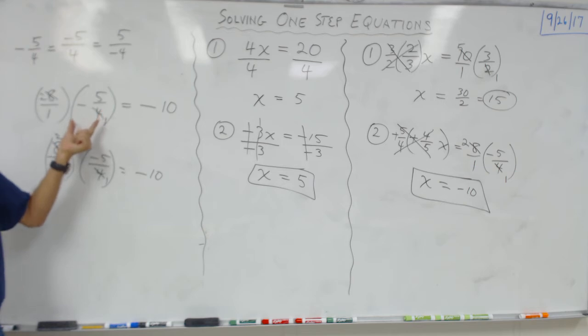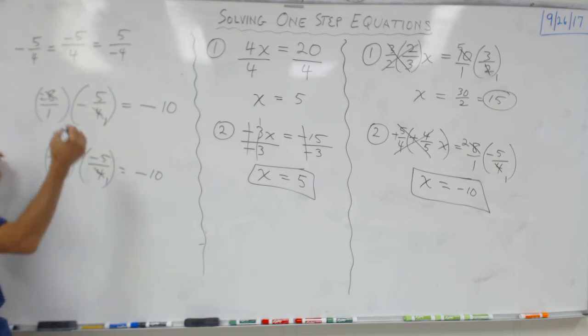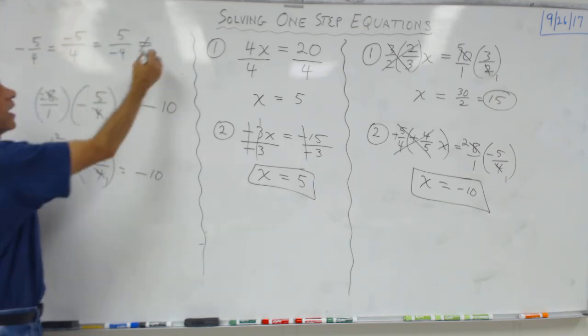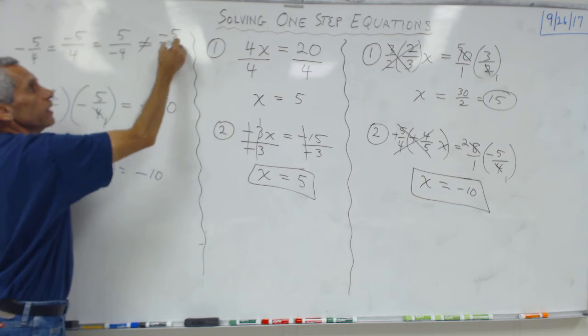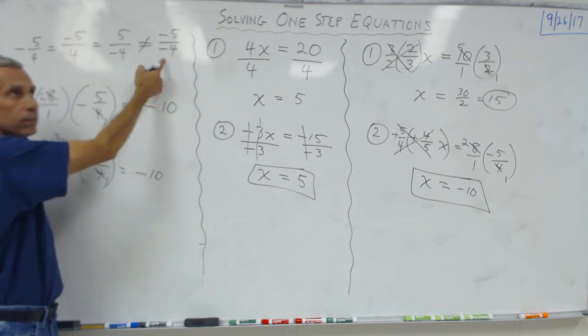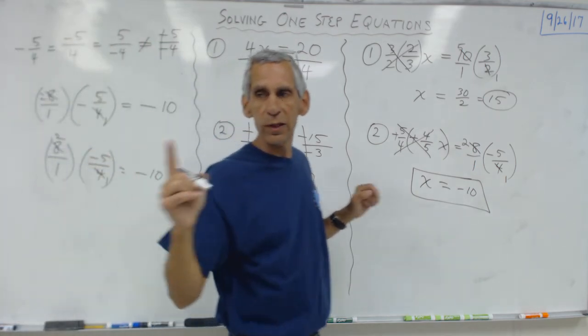The negative just makes the whole fraction negative, right? Now negative 5/4 does not equal negative 5 over negative 4. You guys know that symbol? Does not equal. That is positive 5/4, right? Because it's a negative divided by a negative. It's a positive. Luke and then James.